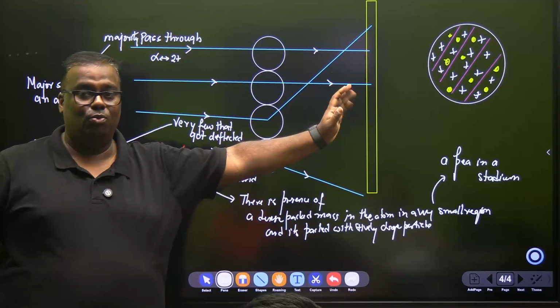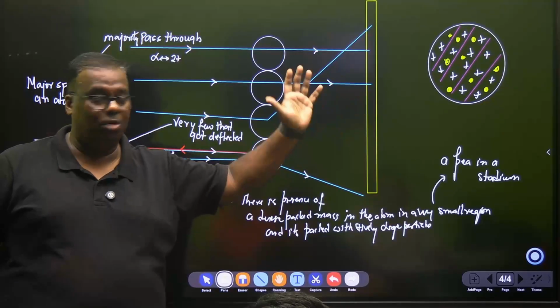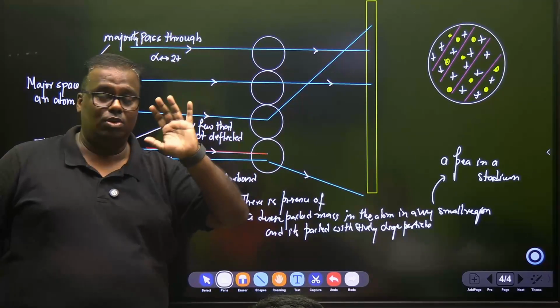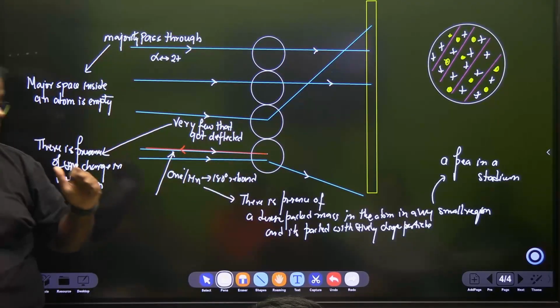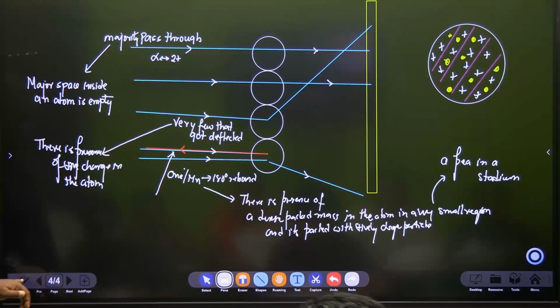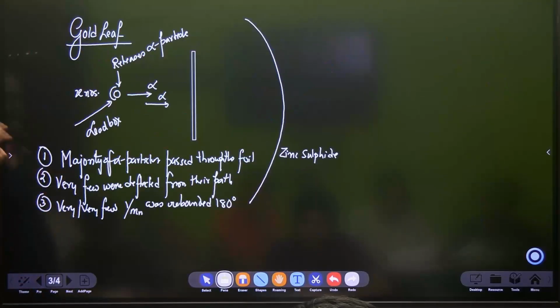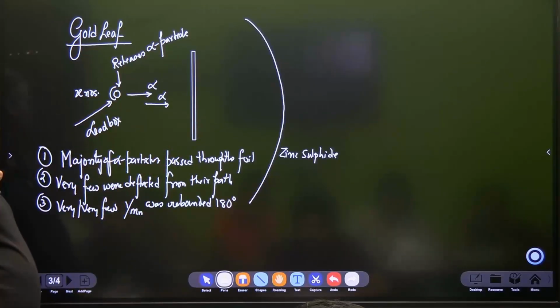First of all, what is the drawback of Thomson's? The drawback of Thomson's model is actually, first of all, you should understand what is the finding of Rutherford. Finding is actually seen in my previous slide. The findings are very simple, that majority pass through the foil. What is the conclusion from this? That major space of the atom is empty. Very few got deflected, means there is presence of positive charge inside the atom. And third is, a 1 in a million came 180-degree rebound back.